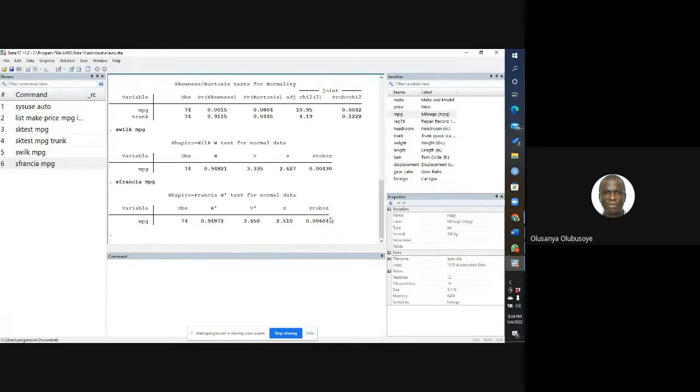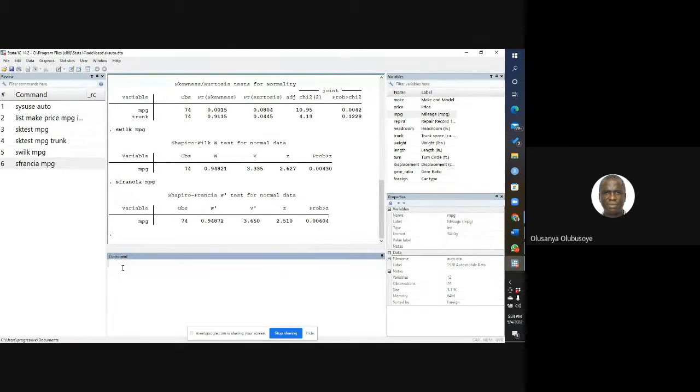Sometimes these tests disagree. When they disagree, you might want to look at which test is most powerful. Some tests are more sensitive. You might also need to increase the sample size, so that the differences might arise because of the sample size and so on. So that is all about normality tests.